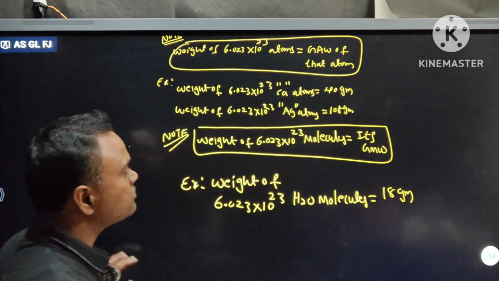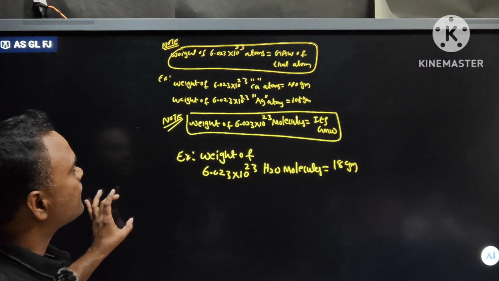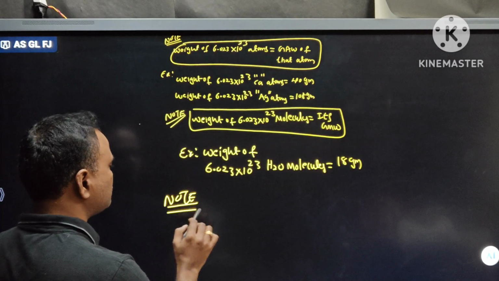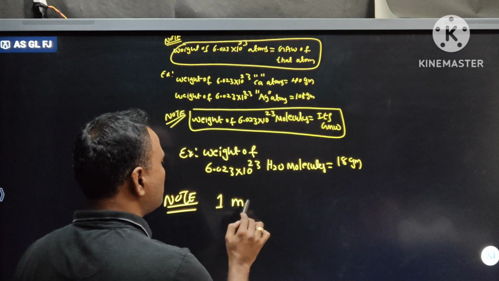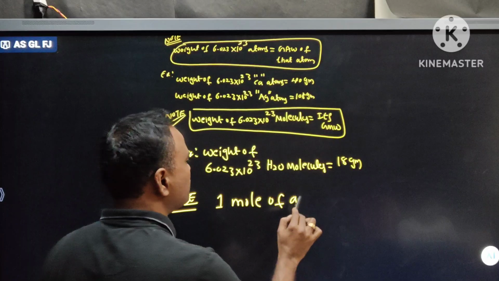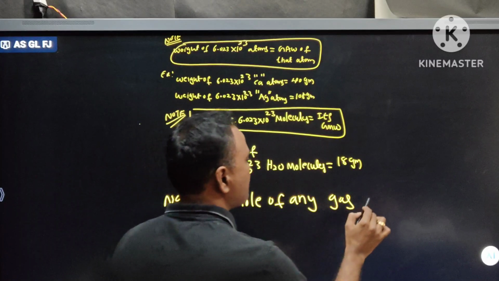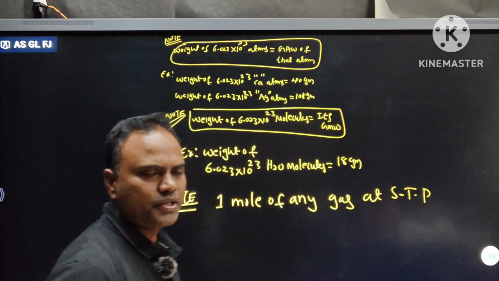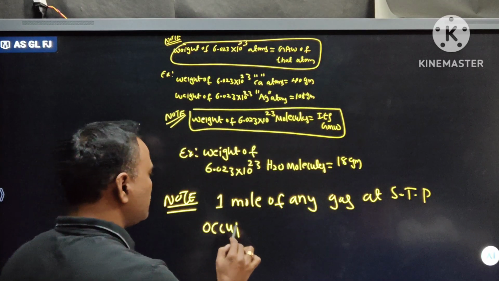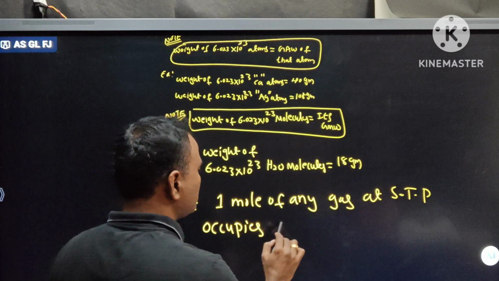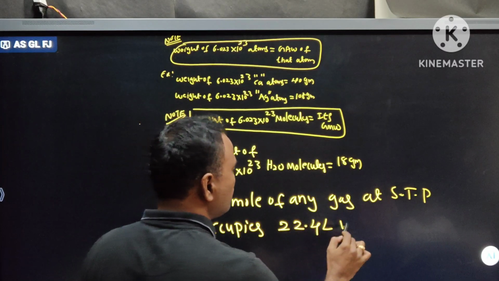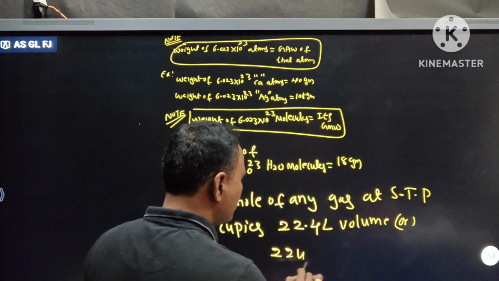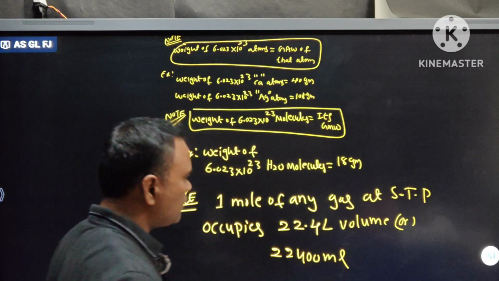Next, write another note. One mole of any gas at STP, standard temperature and pressure conditions, occupies 22.4 liter volume or 22,400 ml. One mole of any gas.